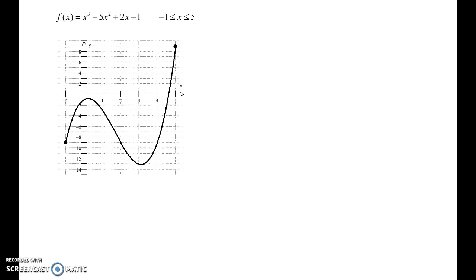And in this first one, we're going to look at how to analyze a function in terms of its extrema. That is, its absolute or global maximum and minimum, and its relative or local maximum and minimum.